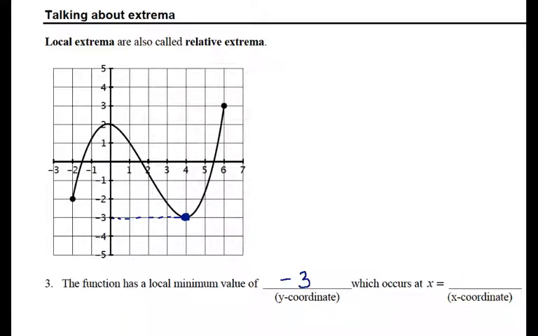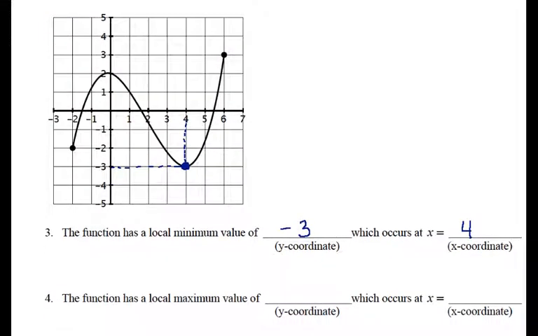Where that minimum occurs, or at what x value that minimum occurs, is where we would enter the x coordinate of that point. So we could say that this minimum occurs at x equals 4. But if we are simply asked for the minimum value, we only give the y value, which is the output of the function. The same applies for a local maximum. Here we have a local maximum, which is a peak in the graph. The value is 2, and it occurs at x equals 0 because the coordinates of that point are (0, 2).